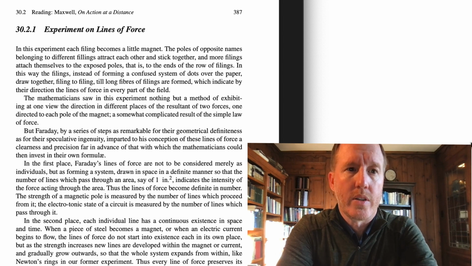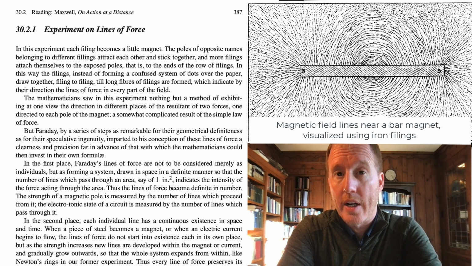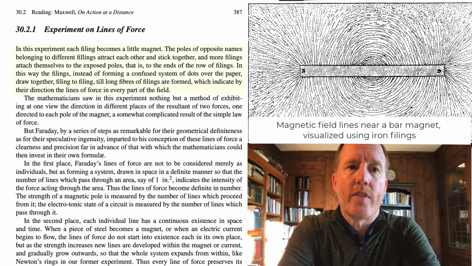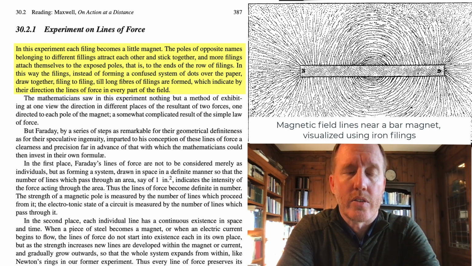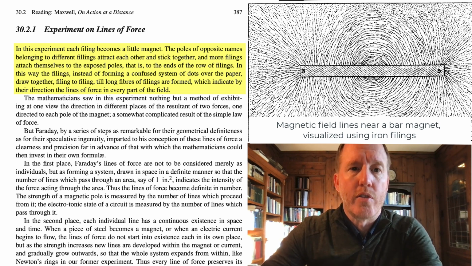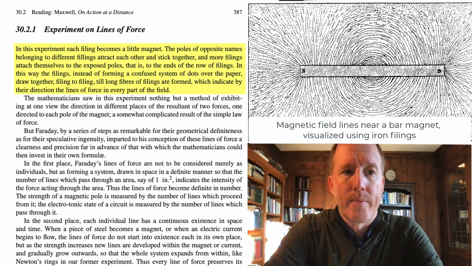In this experiment, each filing, so think about an iron filing, little ground up pieces of iron placed near a bar magnet, becomes a little magnet. The poles of opposite names, north and south, belonging to different filings, attract each other and stick together, and more filings attach themselves to the exposed poles, that is, to the ends of the row of filings. In this way, the filings, instead of forming a confused system of dots over the paper, draw together, filing to filing, till long fibers of filings are formed, which indicate by their direction the lines of force in every part of the field.